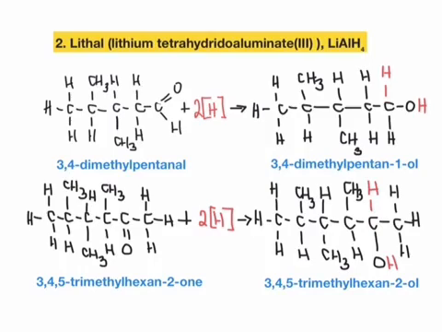You know that to make an aldehyde, you oxidize a primary alcohol, and to make a ketone, you oxidize a secondary alcohol. Therefore, it should come as no surprise that if you reduce an aldehyde, you'll get a primary alcohol, and if you reduce a ketone, you will get a secondary alcohol. Now, the reducing agent that is used to perform such a reaction is called lithium tetrahydridoaluminate(III), and it's also known as lithal.